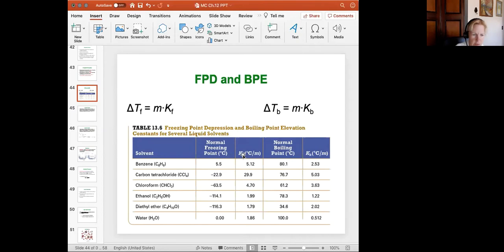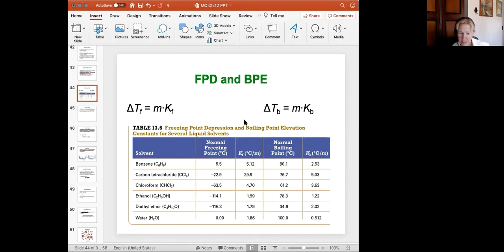So this would be a freezing point. So I would use these two together. And then boiling point: water freezes at 0 degrees Celsius, it boils at 100 degrees Celsius. This is my boiling point elevation constant here for water. And so you'll notice the units here. This is one of the few times we're actually able to do calculations where you don't have to change temperature to Kelvin. I'm keeping temperature in Celsius.